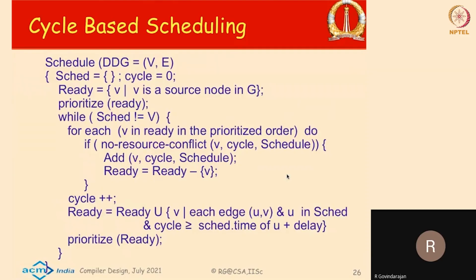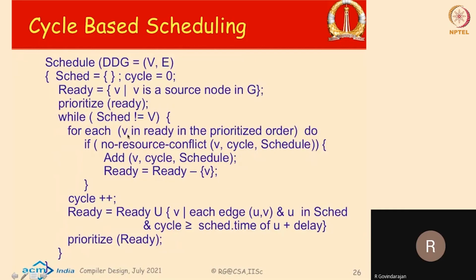Once that node is scheduled, you can mark the dependent nodes so that their dependent values would become available at its execution time plus D, which is the execution time for that operation. I'll just quickly talk about that over here. You start off with your dependence graph and your initial schedule is empty. Then you put all the source nodes into your ready queue, and you prioritize them based on the slacks that they have.